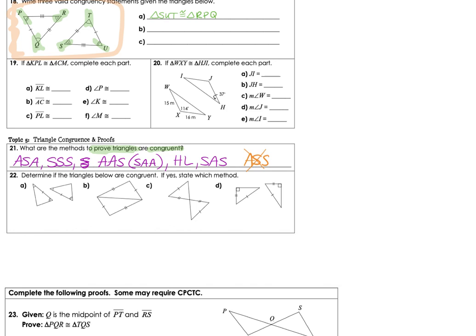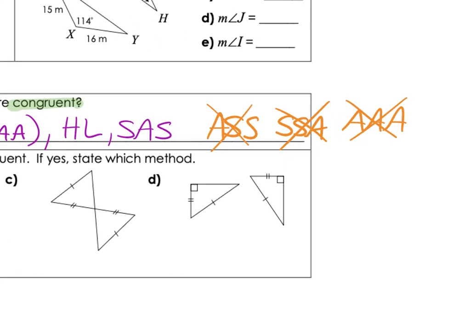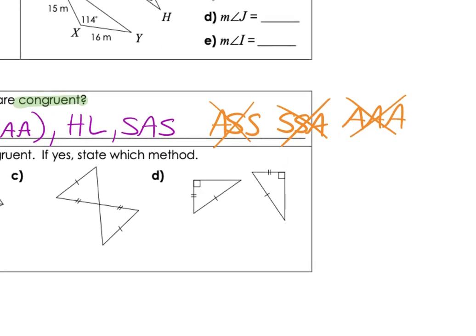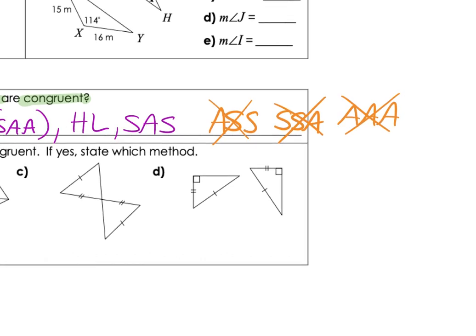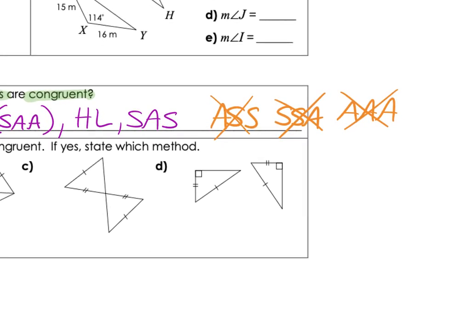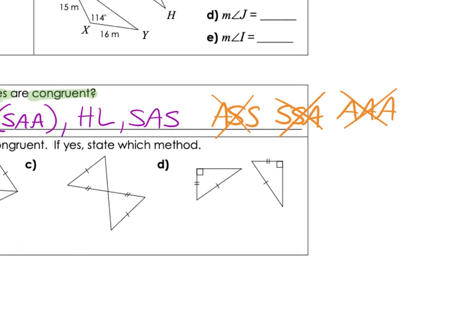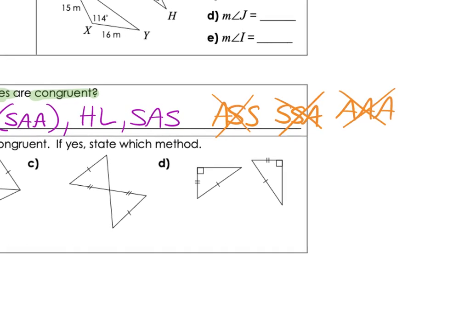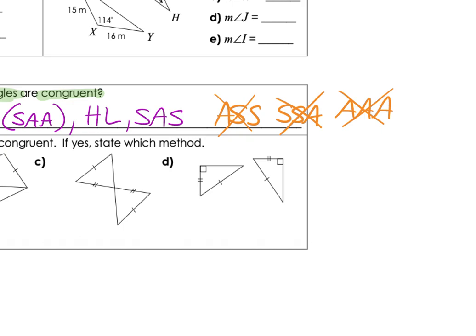The ones that do not work are donkey, donkey backwards, and AAA doesn't exist either. So if you ever see those, think, nope, not going to happen. Now, when does donkey work? If it's a right triangle, but then it's HL, right? You'll still never write ASS or SSA.